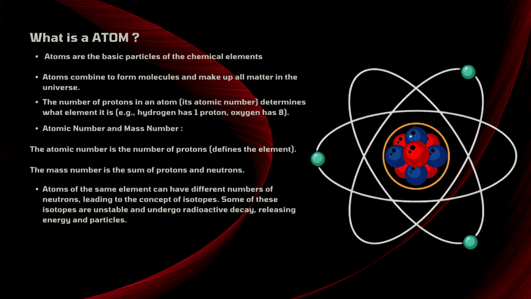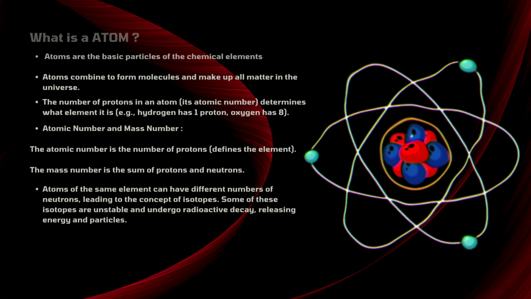Atomic number and mass number. The atomic number is the number of protons, which defines the element. The mass number is the sum of protons and neutrons. Atoms of the same element can have different numbers of neutrons, leading to the concept of isotopes. Some of these isotopes are unstable and undergo radioactive decay, releasing energy and particles.